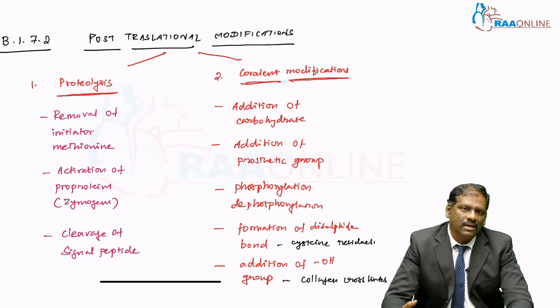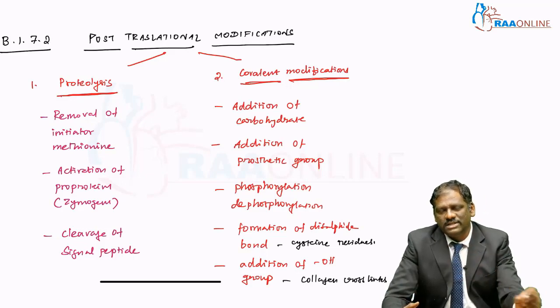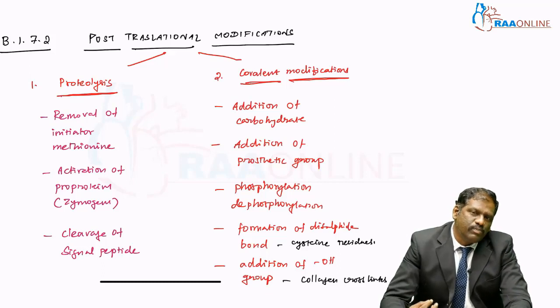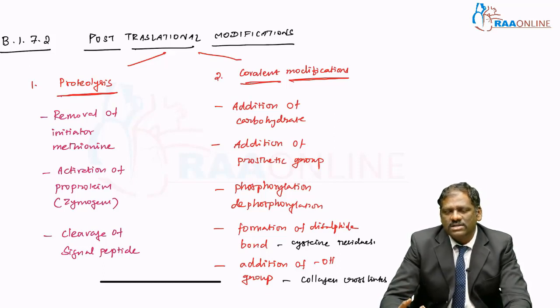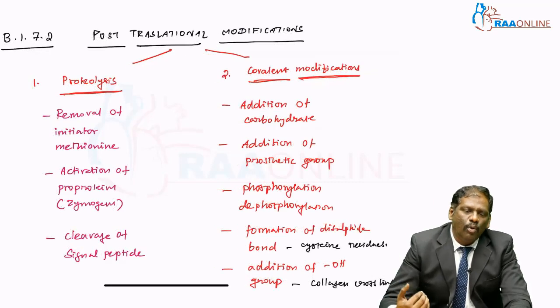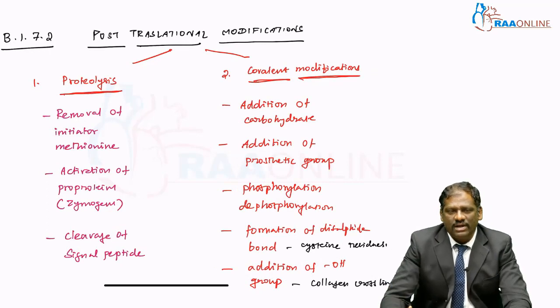Now in this session, what is the product of the translation after termination? The product of that translation is nothing but a polypeptide chain, a long polypeptide chain. This polypeptide chain is a non-functional protein. This has to undergo extensive post-translational modification in order to get converted into a functional protein. So this process is called post-translational modification of proteins. Now we will see what are the various modes by which this kind of modification occurs.